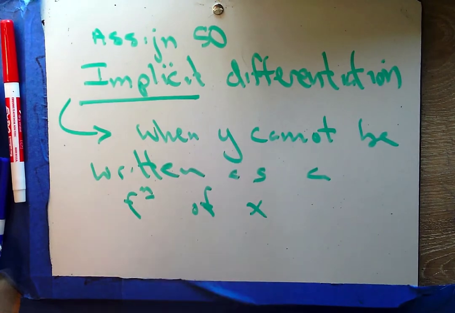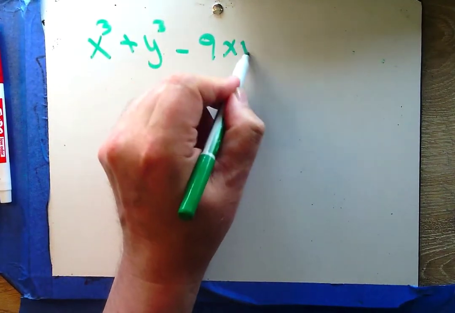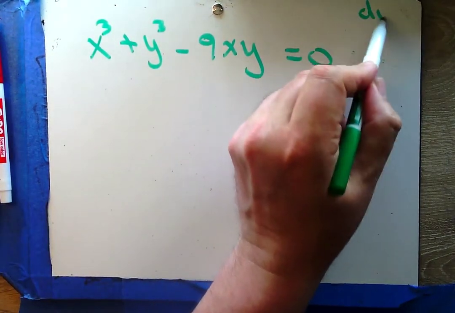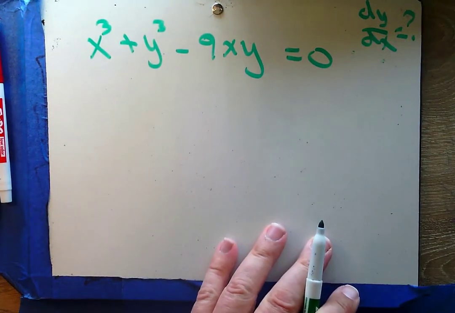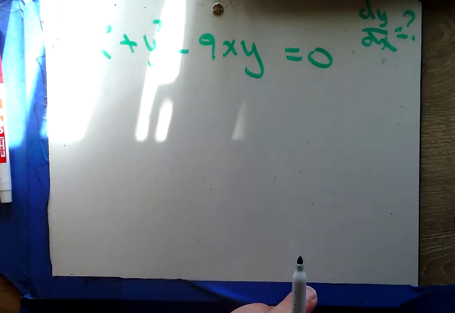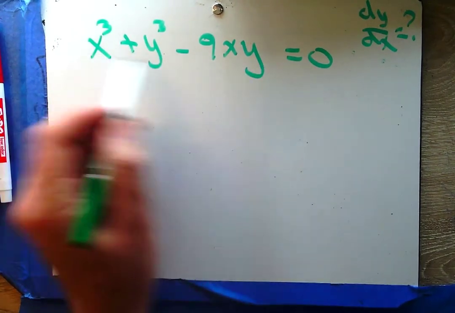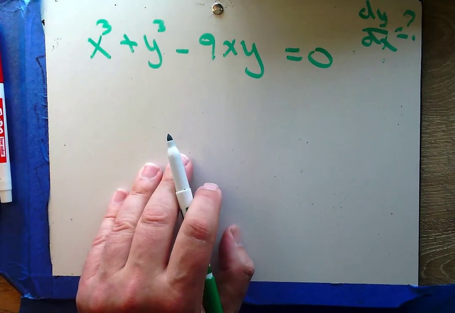So if I have something like this, x to the third plus y to the third minus 9xy equals 0, and I'm politely asked to find dy dx. Well, here's the thing about trying to find dy dx. I can't solve this equation for y equals. The algebra doesn't exist to allow me to do that.